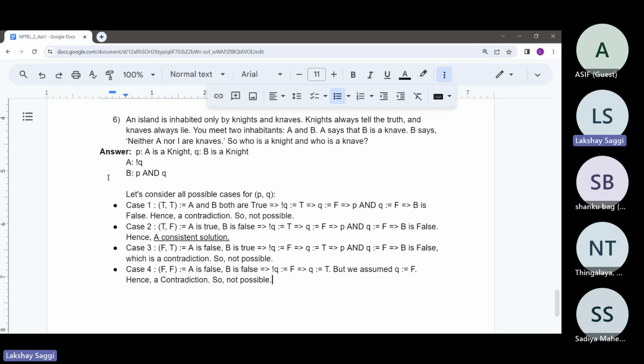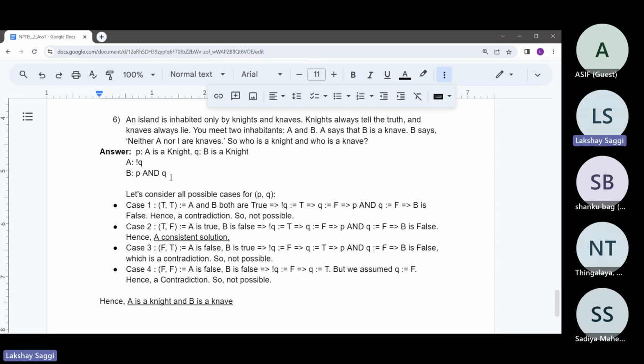So actually in all these three cases, case one, case three, and case four, we are able to arrive at contradictions. So the only consistent solution is case two. And case two was A is a knight and B is a knave. So this is the only consistent solution.